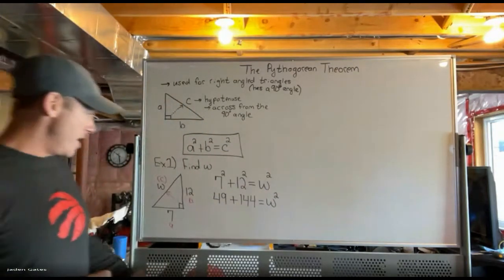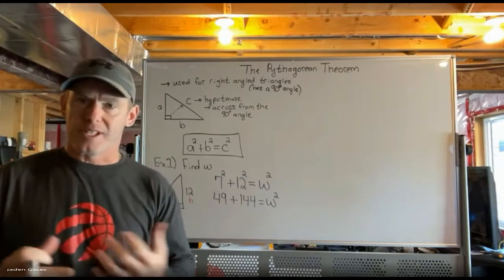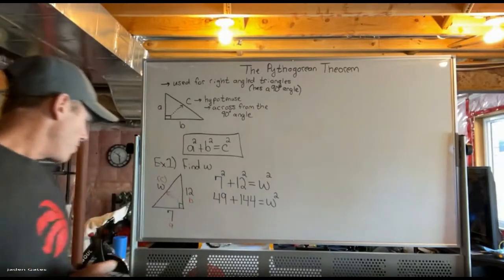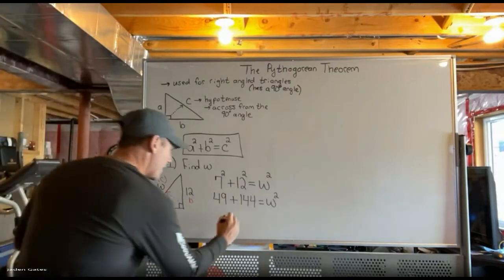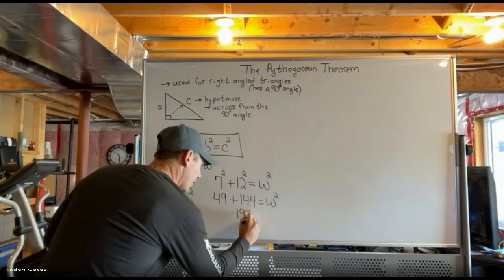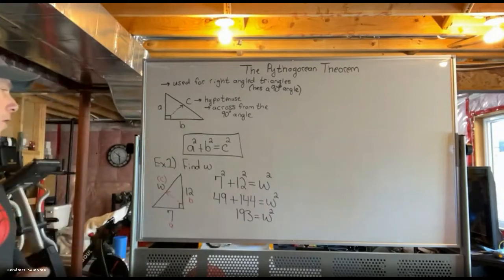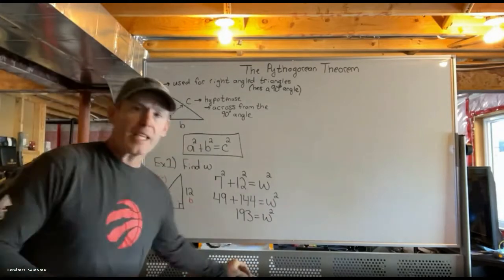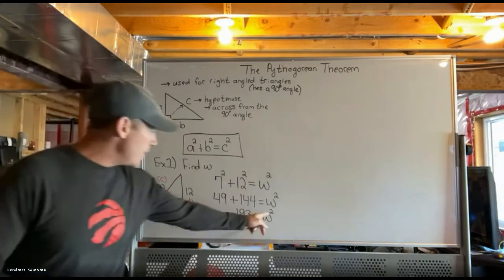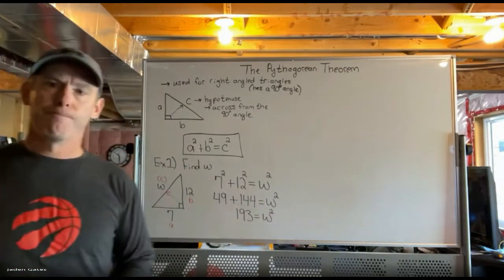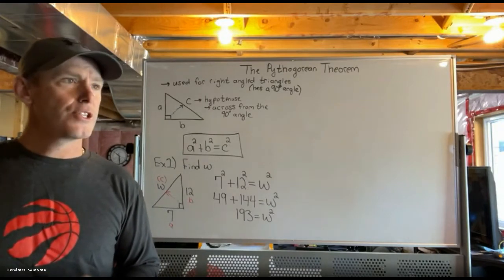Now, I'm still not done yet because I can put these numbers together. Anytime I can do a calculation, I like to do it. It simplifies things. All right, so I'm going to add 49 and 144, and I get 193 is equal to W squared. Now, again, we're solving for W. I want to get W by itself. Does anybody know how I'm going to get rid of that little 2? Any suggestions?